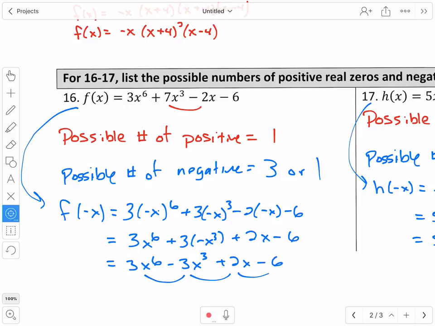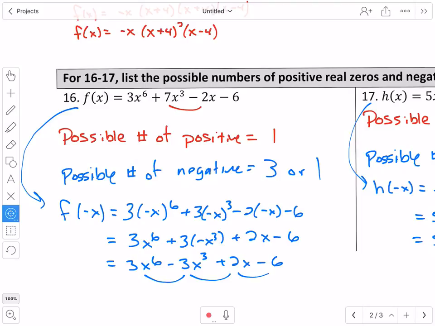To find the possible number of negative real zeros, you look at the sign changes by putting a negative x into this. Negative x to the 6 is going to be positive. A negative x cubed is negative. A minus 2 times a negative x is a plus 2x. Then this is already simplified, this is already simplified, and so is this. This one needs simplified. Plus 3 times a negative x squared, negative x cubed is a negative 3x cubed.